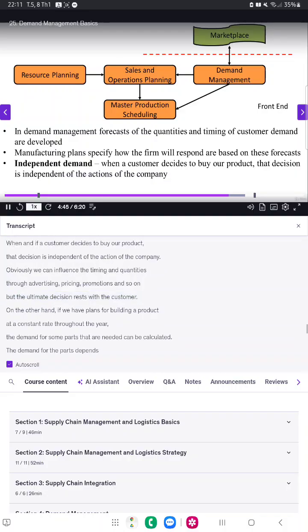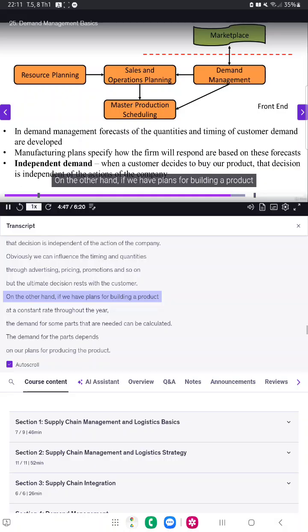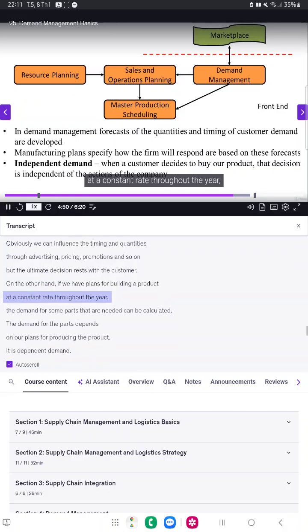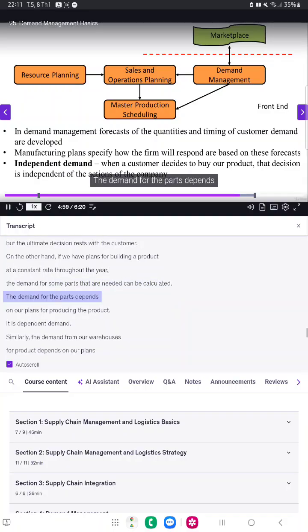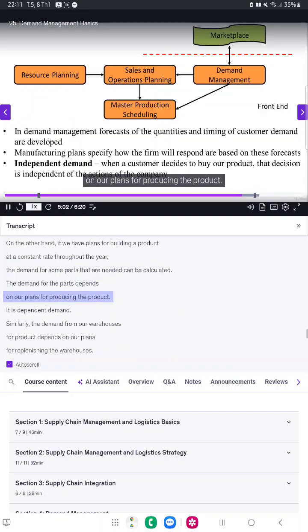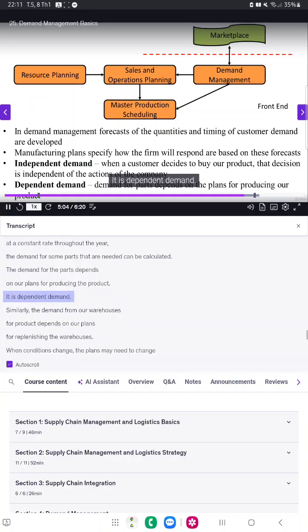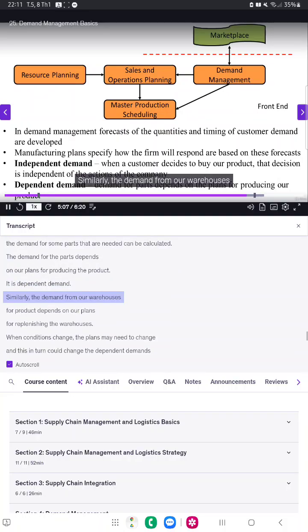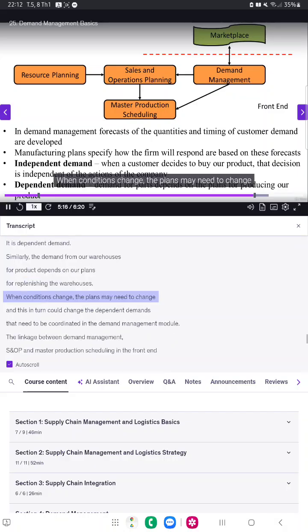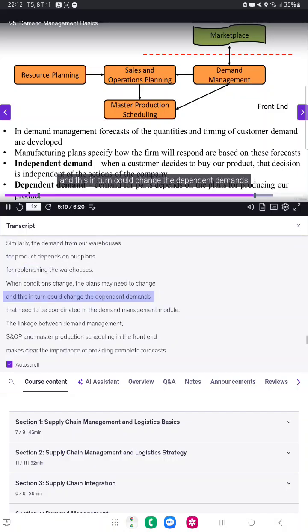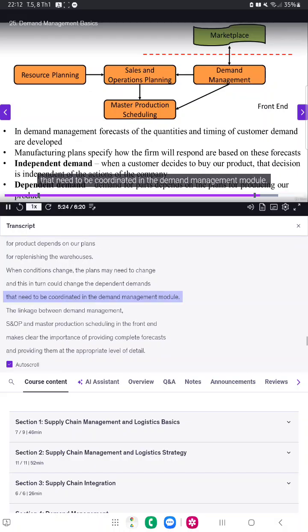On the other hand, if we have plans for building a product at a constant rate throughout the year, the demand for some parts that are needed can be calculated. The demand for the parts depends on our plans for producing the product. It is dependent demand. Similarly, the demand from our warehouses for product depends on our plans for replenishing the warehouses. When conditions change, the plans may need to change, and this in turn could change the dependent demands that need to be coordinated in the demand management module.